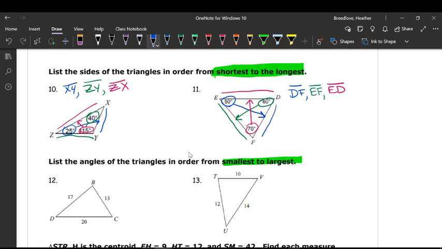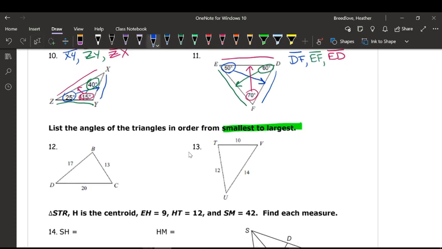So the sides for number 12 are 17, 13, 20. The 13 is the smallest side, and it is across from angle D. So angle D is the smallest angle. The next largest number is 17. 17 is the medium side. It's across from angle C. So angle C is the medium angle. The largest side is 20. 20 is across from B. So the largest angle is angle B.